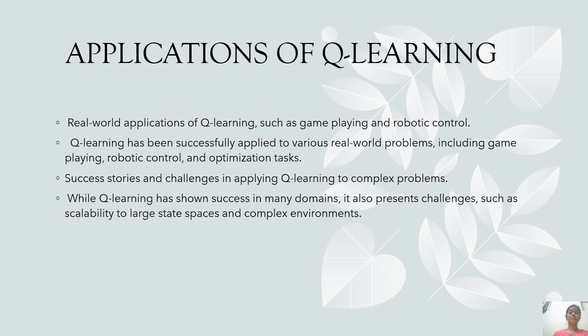Then we move to the applications of Q-learning. Real-world applications of Q-learning, such as game playing and robotic control. Q-learning has been successfully applied to various real-world problems, including game playing, robotic control, and optimization tasks. Success stories and challenges in applying Q-learning to complex problems. While Q-learning has shown success in many domains, it also presents challenges such as scalability to large state spaces and complex environments.